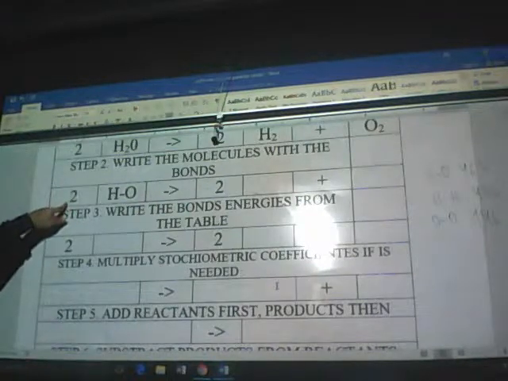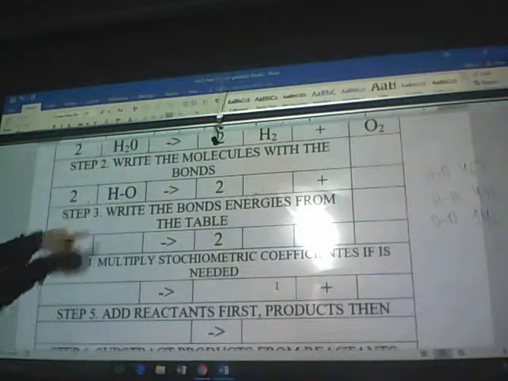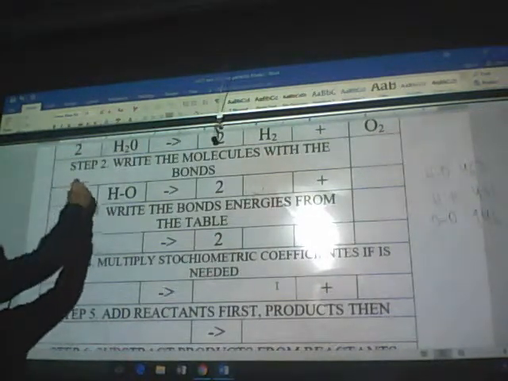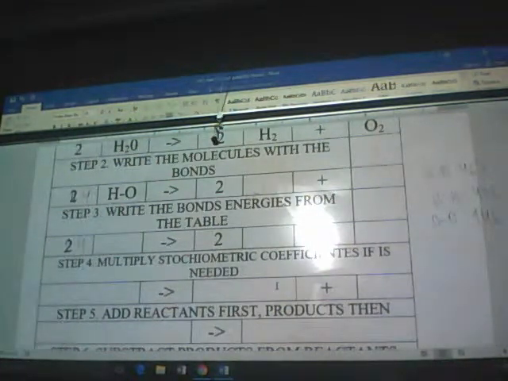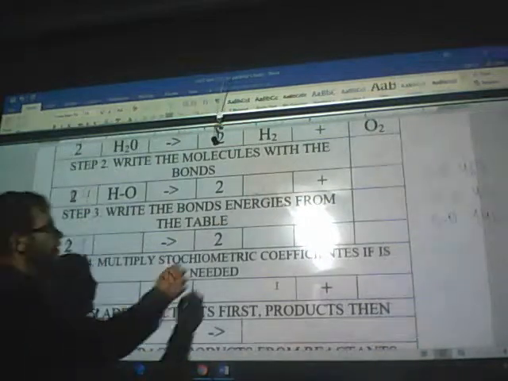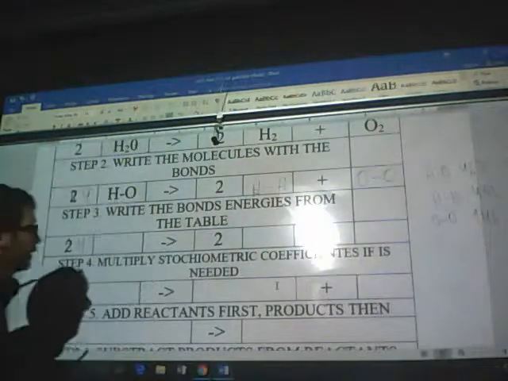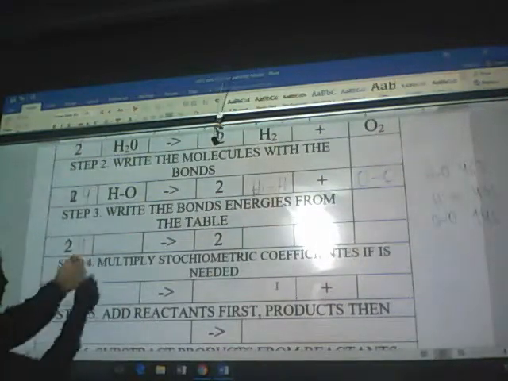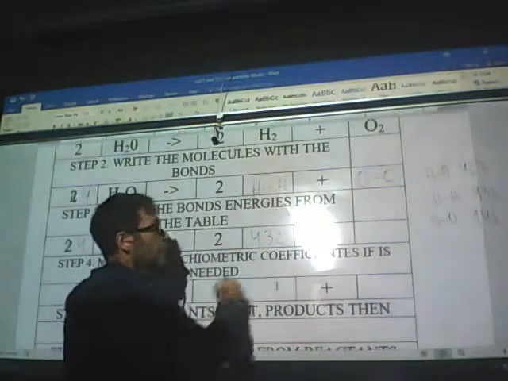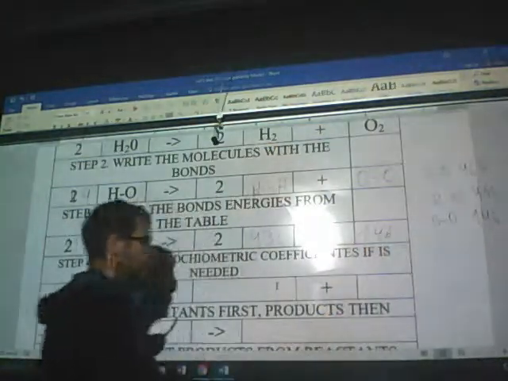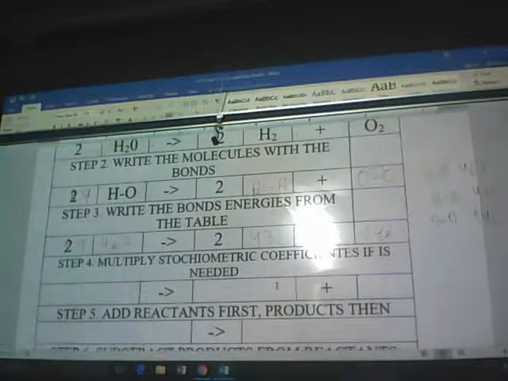Please look here, there's an error here, because here I have two water molecules. Each water molecule has two HO bonds, so this should be a 4, okay? And then the only thing I've got to do here would be HH. This would be OO. Then I write here the energies. HO is 467. Here HH is 432. And here 146. Okay? Then I do the calculations. And I get.